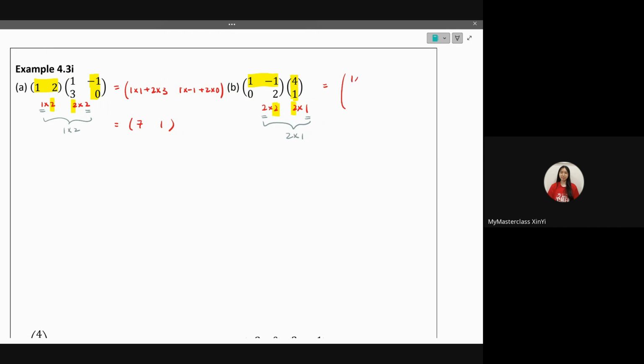So you have 1 times 4 plus -1 times 1. Then next, you have row 2, column 1. The entry in row 2, column 1 will then be 0 times 4 plus 2 times 1. Then this gives you 3, 2. So this is a 2 by 1 matrix. Then this was a 1 by 2 matrix.